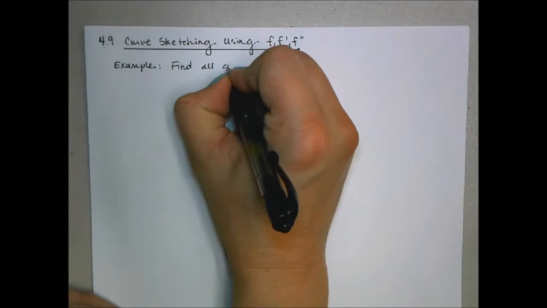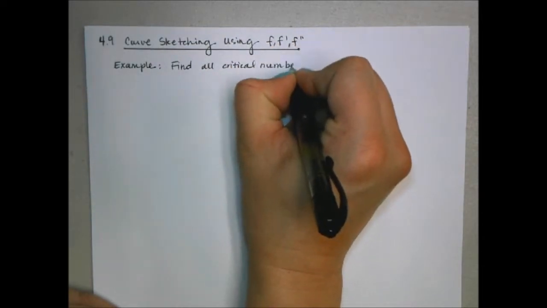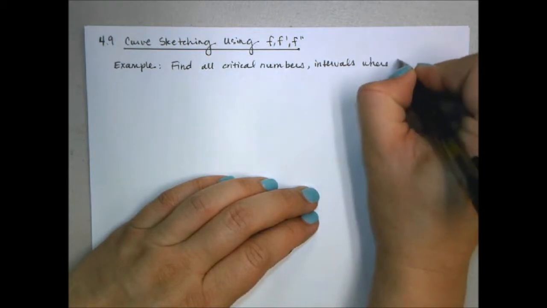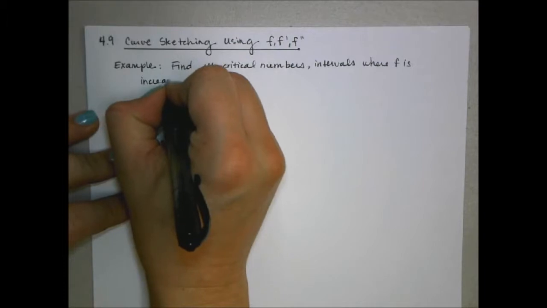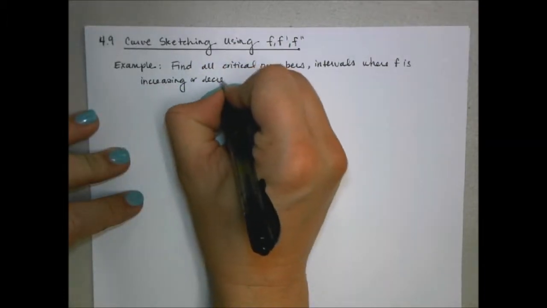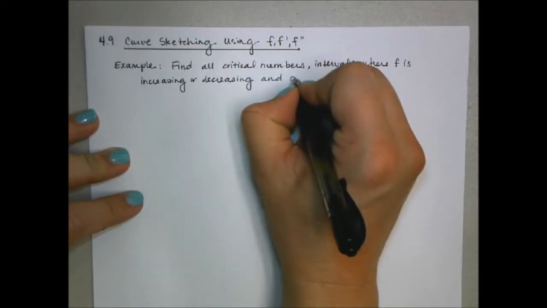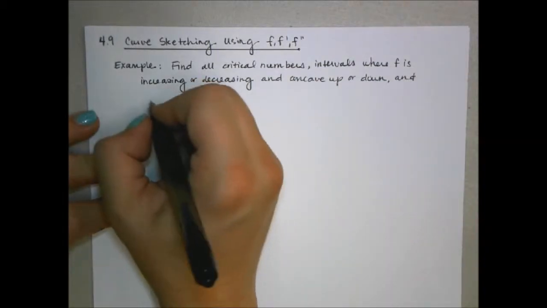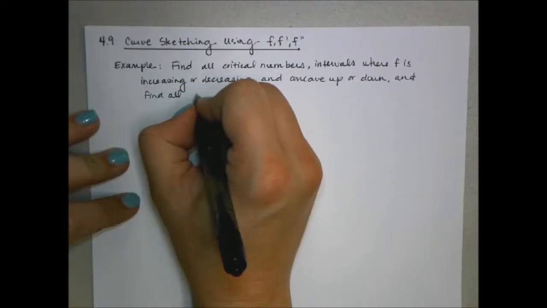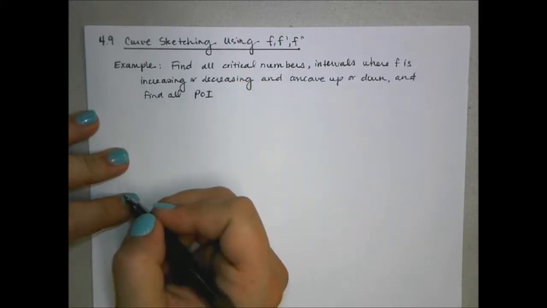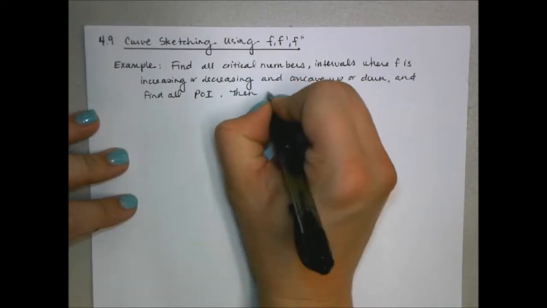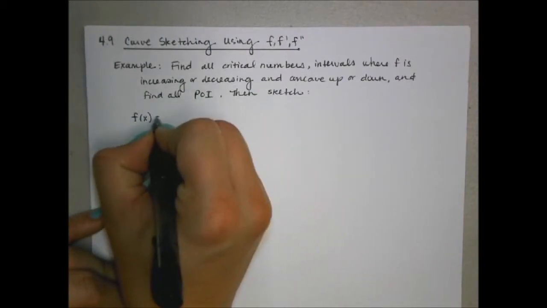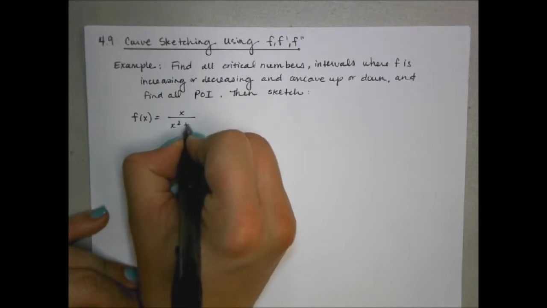So find all critical numbers, intervals where f is increasing or decreasing, and concave up and down, and find all the points of inflection. Then use this information to sketch. So the function we'll be working with is x over x squared plus 1.